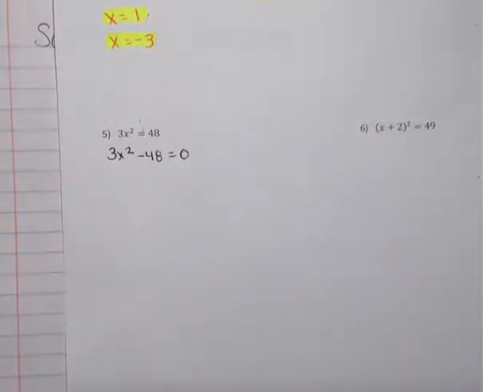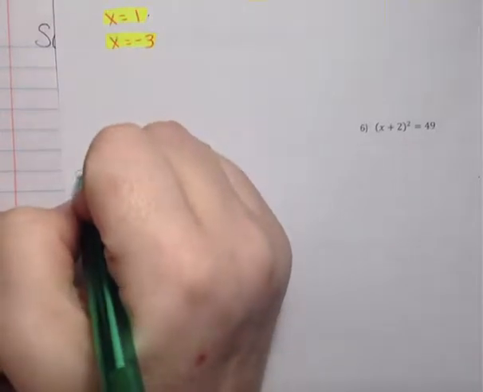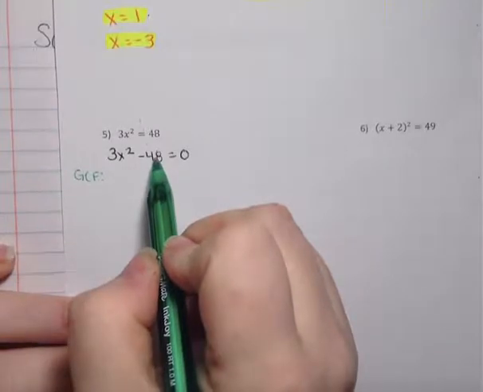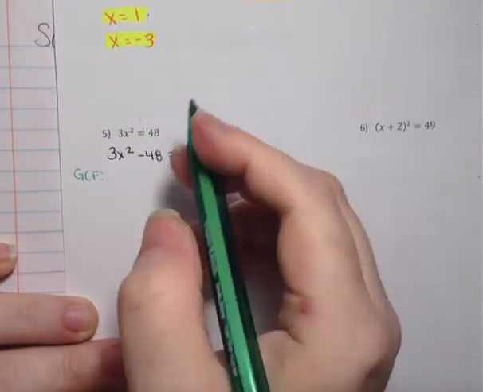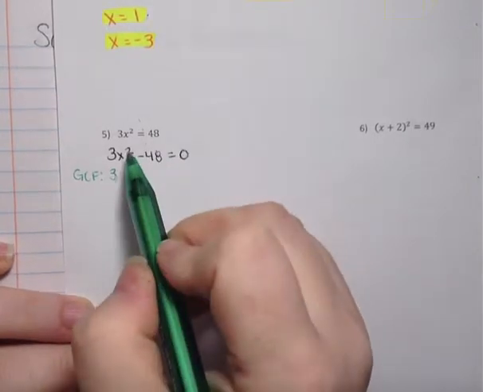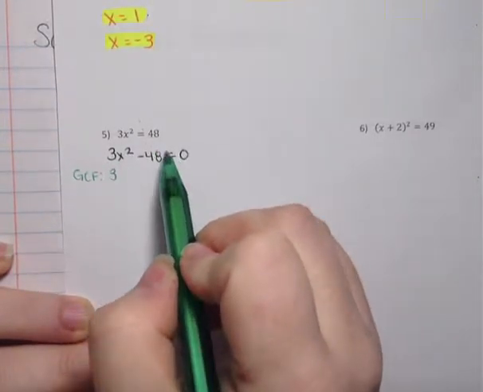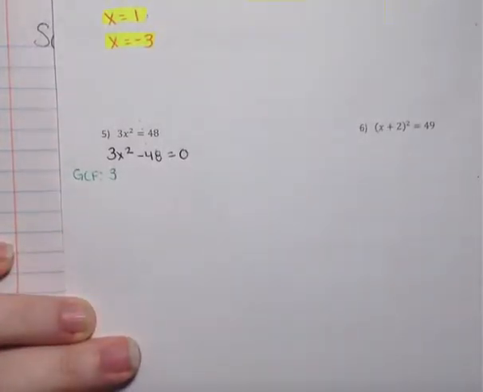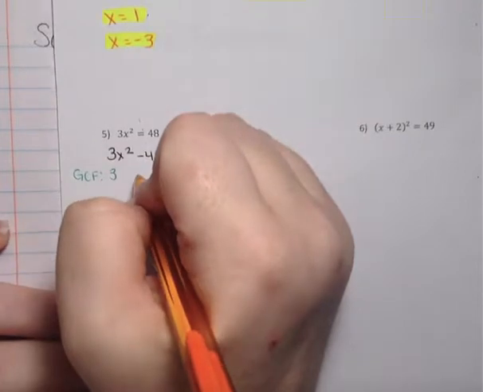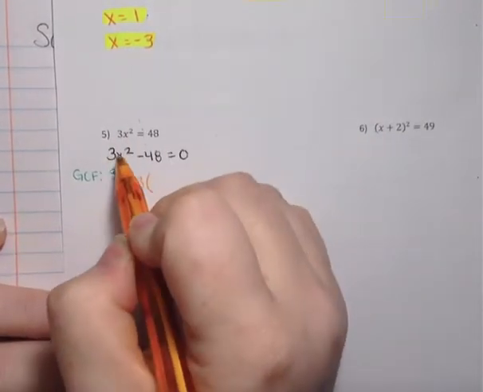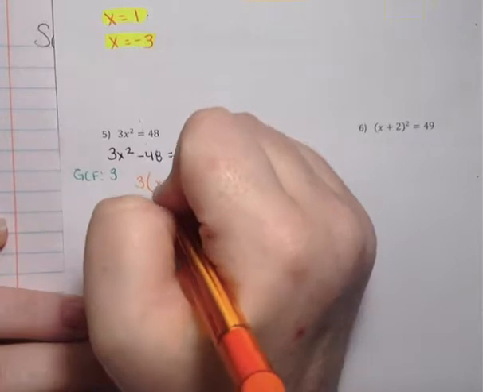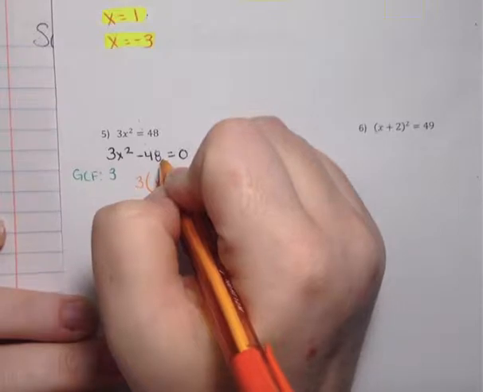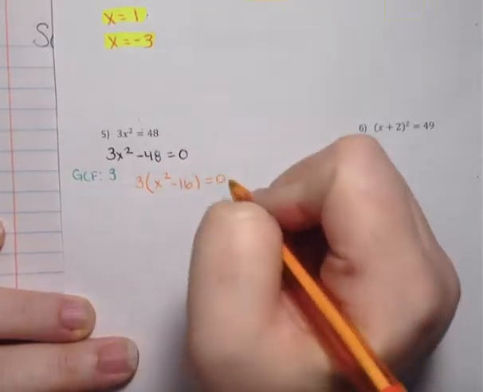Now that's in standard form, we want to factor. Our GCF, our smallest number is 3. 48 can be divided by 3, so our GCF will be a 3. Both of these terms do not have a letter, so that means our GCF is just 3. We need to factor out the 3 from our quadratic. So we have a 3 parentheses. 3x squared divided by 3 is x squared. Negative 48 divided by 3 is negative 16. That was the end of the original, close parentheses, equals 0.